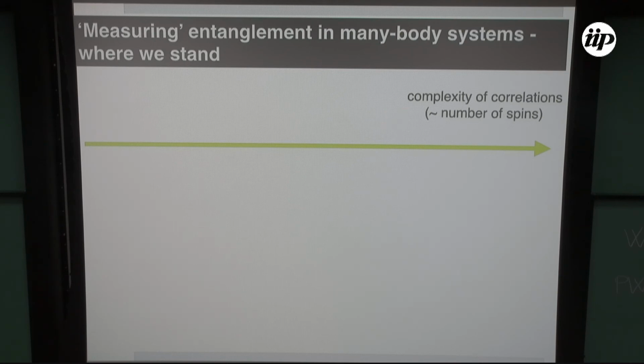So here, on this axis, I plot the complexity of correlations. Let me say, the number of spins of a certain subsystem whose entanglement we can measure with respect to the rest of the system. And for one spin, a lot of work has been done in experiments. This is typically done through tomography, so through full resolution of the reduced density matrix.